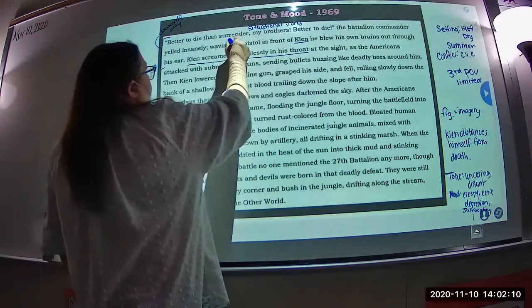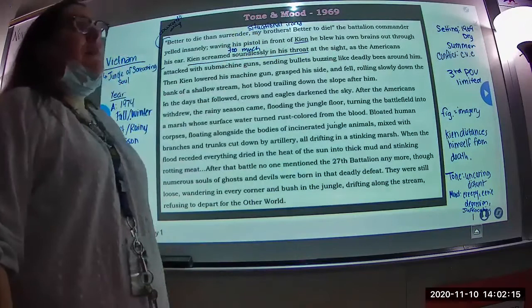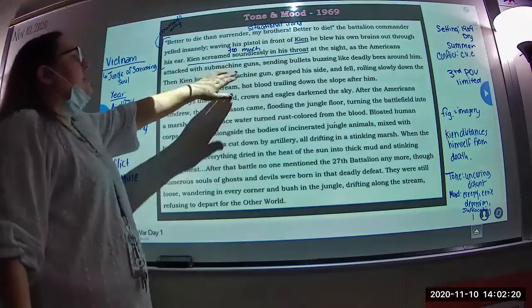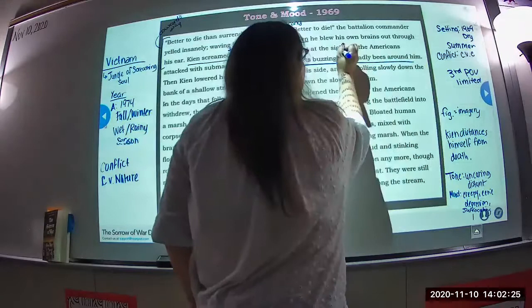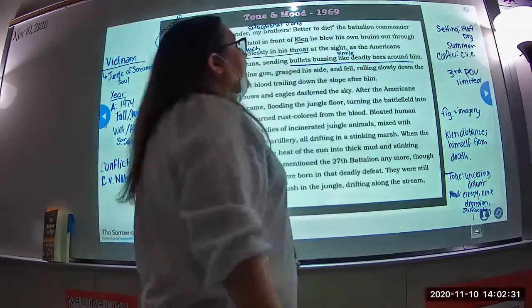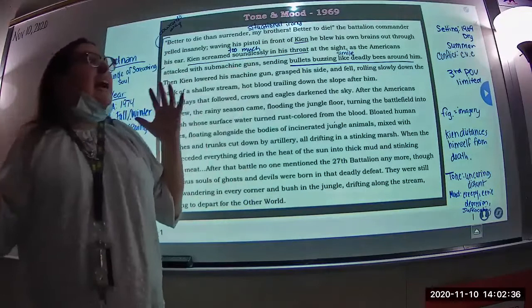He's in the middle of this battle. And how's this battle going? Bad, right? They were attacked with submachine guns, sending bullets buzzing like deadly bees around him. What is that? It's not personification. It's a simile, because we use like. But think about when bees swarm. Is there any real direction? No, they just go everywhere. So it's the idea that there are so many bullets that are just everywhere.